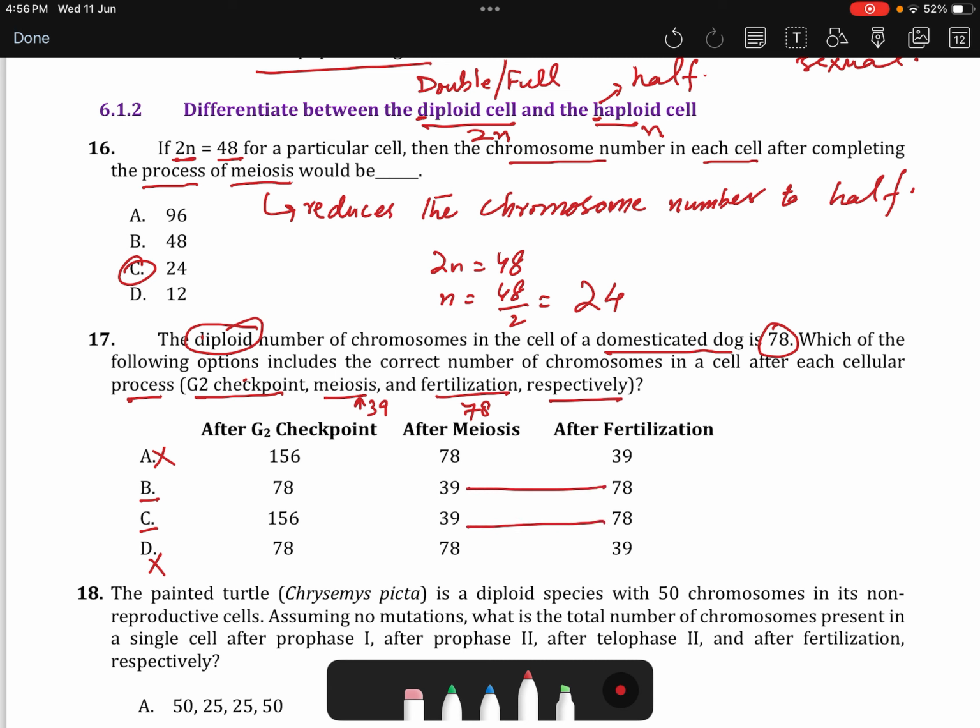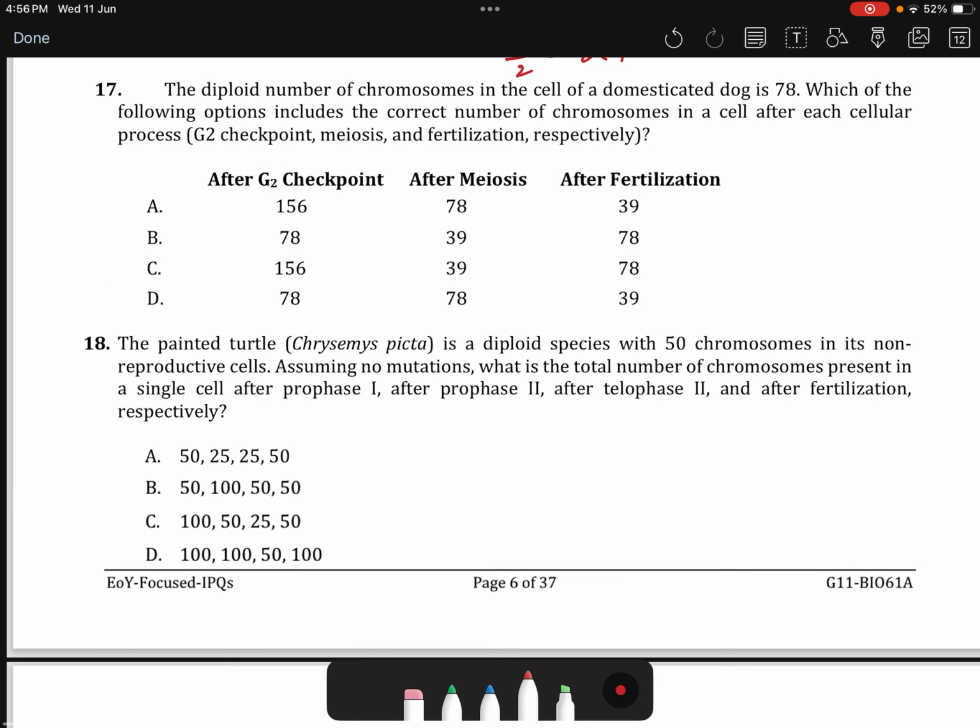Now we will see G2 checkpoint. G2 checkpoint is where the chromosome number stays the same as the diploid one. So 78, it means B. It doesn't double, so this is wrong. Okay, this is how you figure it out.